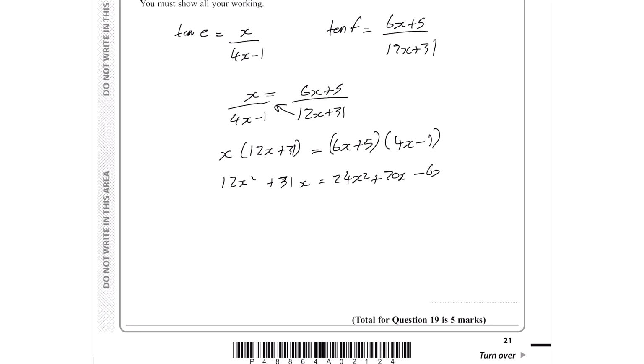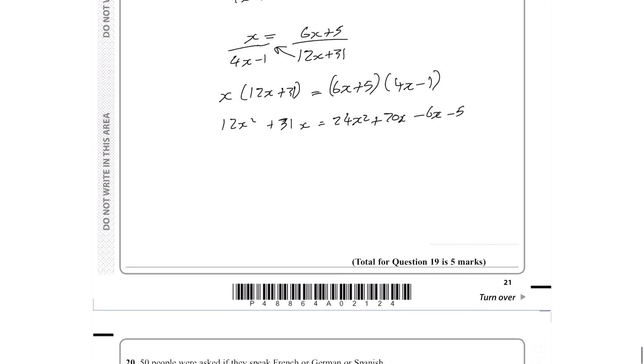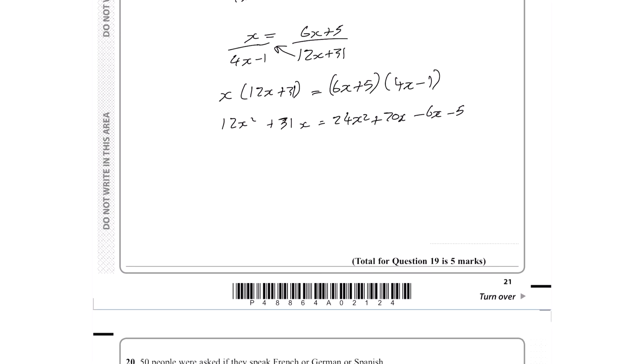plus 20x minus 6 minus 5, and now we can collect the like terms, and so you can subtract 12x squared from each side. So that gives us 12x squared, and then you can subtract 31x from each side, and that becomes minus 17x, because you can do the 20 minus 6, which becomes 14, and then 14 minus 31 gives you the minus 17, and then we have a minus 5 is equal to 0.